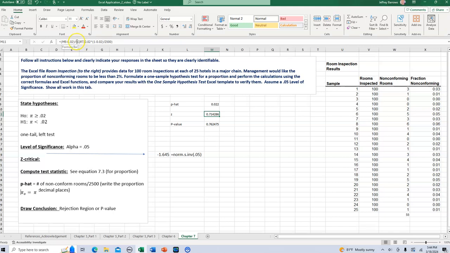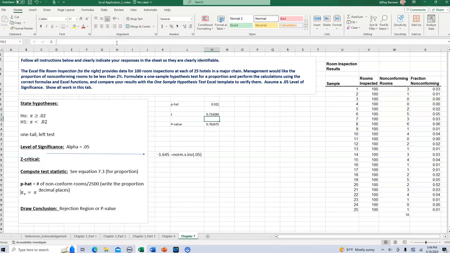Then if you go down here in the denominator, right there is the division. And then to the right of that, I have the square root of pi naught times 1 minus pi naught over n. So that's going to be the square root of 0.02 times 1 minus 0.02 divided by 2,500. Make sure that everything to the right of the square root, the numerator and the denominator, is in a set of parentheses so that Excel knows to take the square root of that entire quotient divided by n.